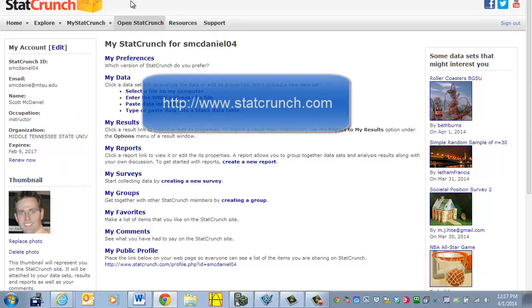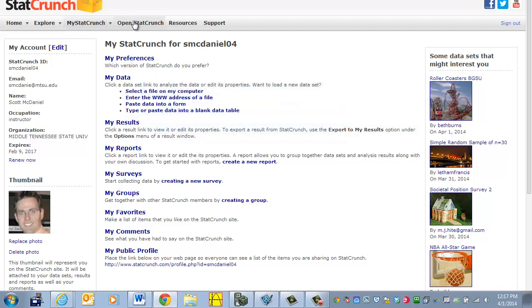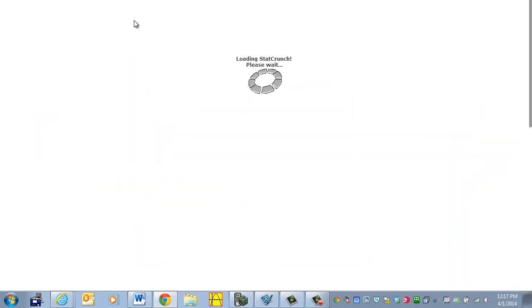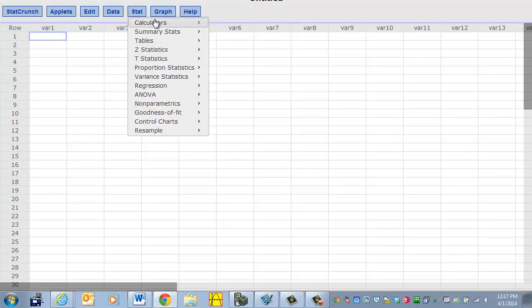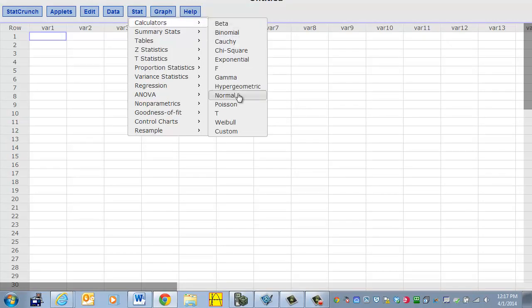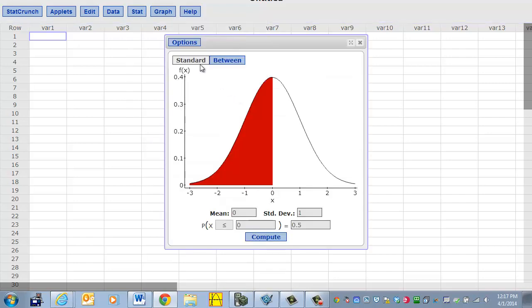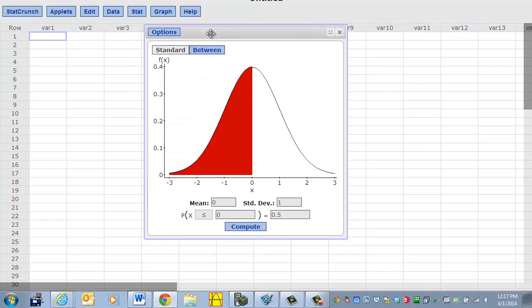So go over to StatCrunch.com, log in with the same username and password that you use to log in to MyMathLab. Go to Open StatCrunch. And we're going to have to do some statistics, so we're going to go to Stats. It's a calculator. It says this is normally distributed, so we're going to go to Normal. Okay, and so we already get a nice little curve that pops up.